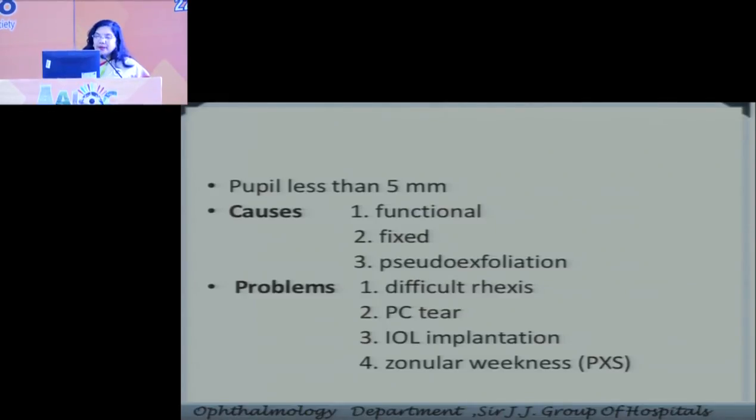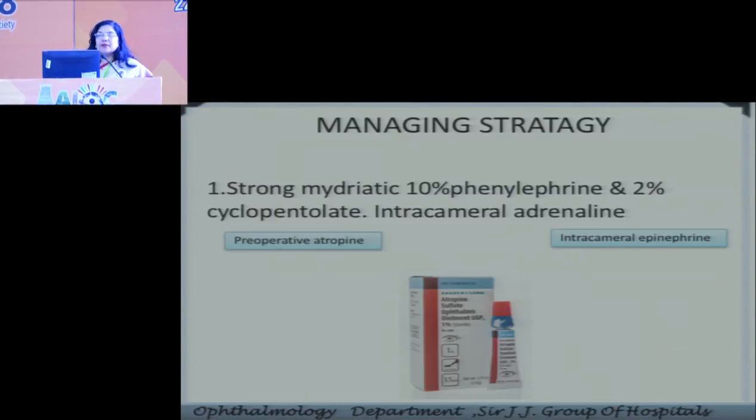So there are problems in IOL implantation, because you cannot see the bag completely and you may not be able to put the IOL inside the bag. Zonular weakness is also associated with it. So there are lots of management strategies for a small pupil.